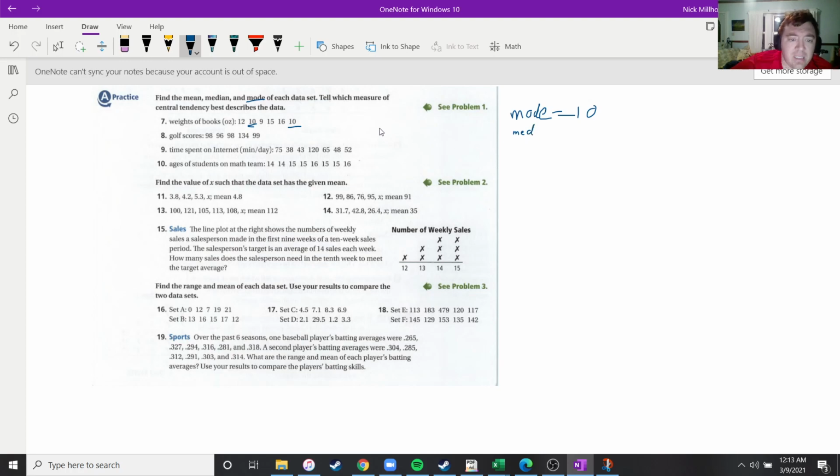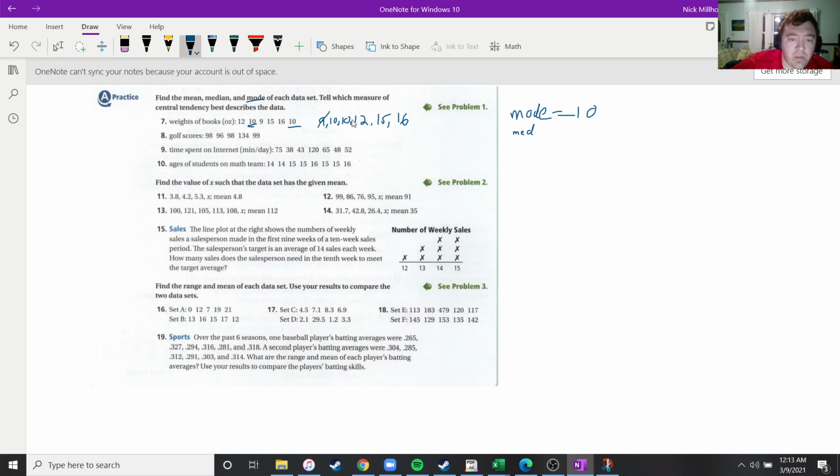For the median then, it's always easiest to me if you put it in order from least to greatest. So we got 9, 10, 10. Don't forget to include both of them. 12, 15, and 16. Alright, so we got 1, 2, 3, 4, 5, 6 numbers.